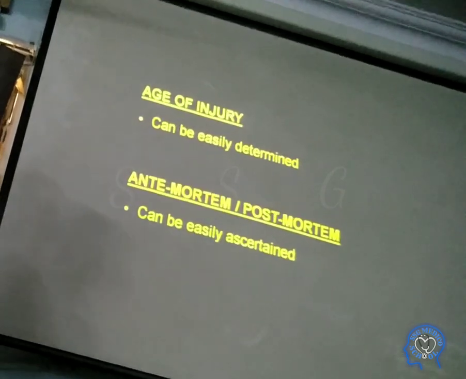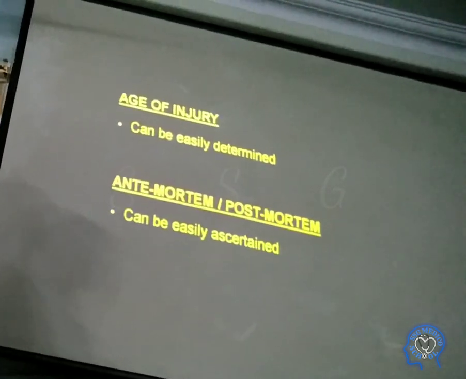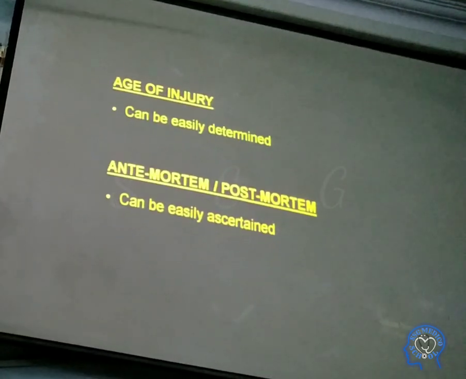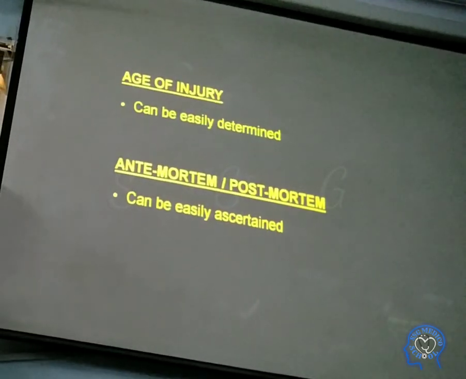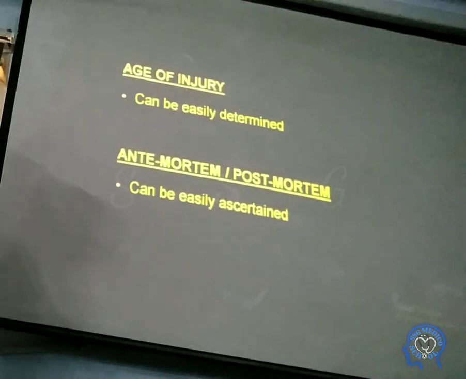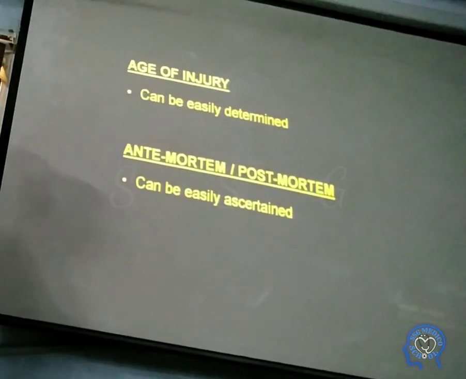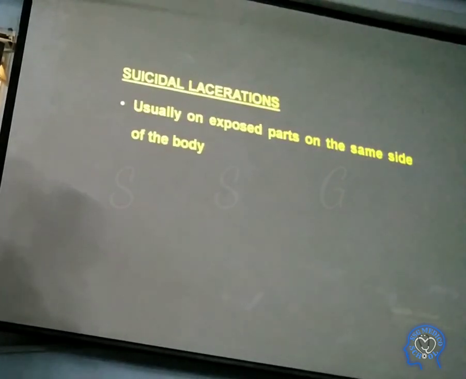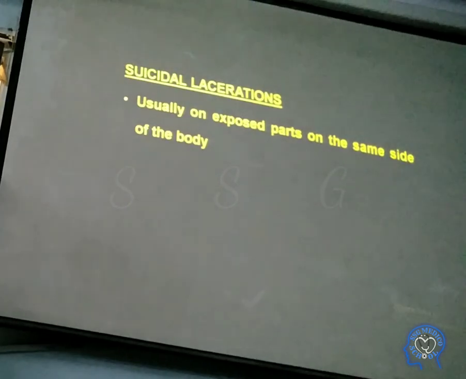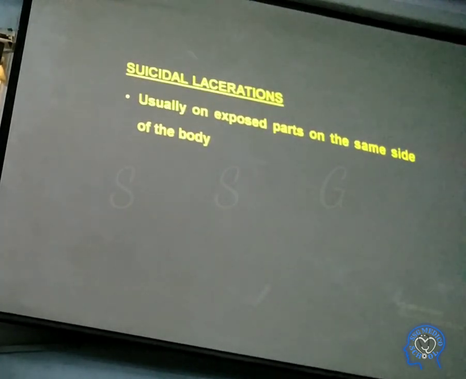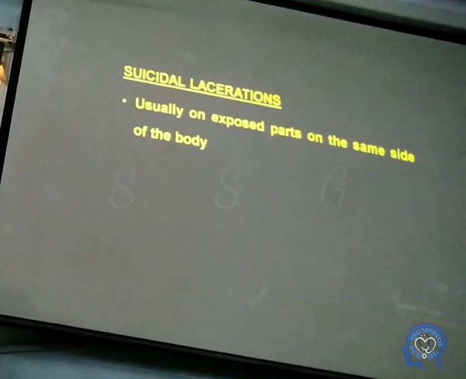Age of injury, anti-mortem or post-mortem injury. क्या difference होगा anti-mortem and post-mortem में? Vital reaction नहीं होगा post-mortem में आपका. Next. Either suicidal, homicidal or accidental.